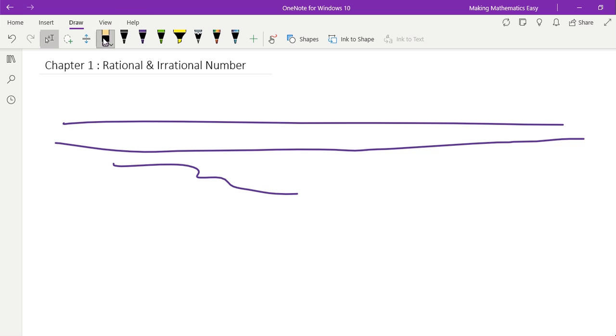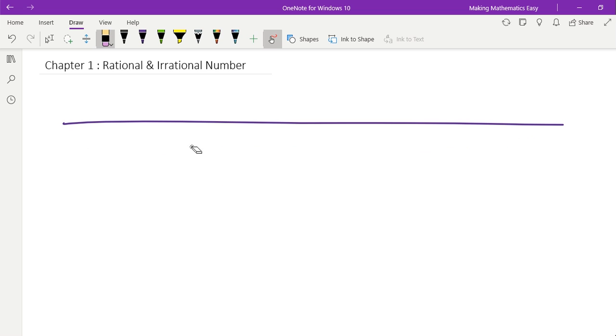This is basically a number line. Yeah, so number line looks something like this, and the origin part is always 0. It will start from the middle, and on the right hand side you will always find the positive numbers on the number line, and on the left hand side you will always find negative numbers.